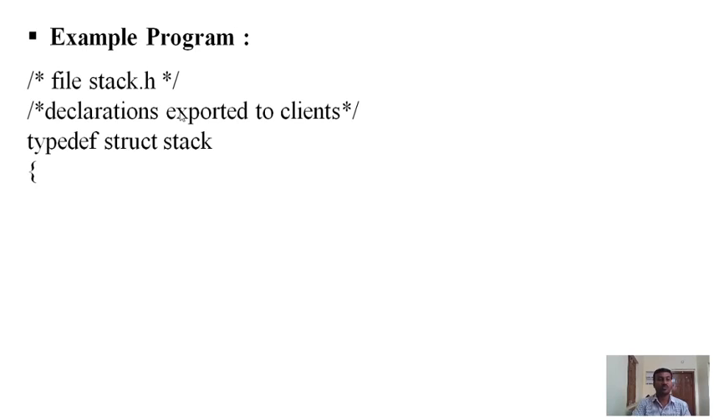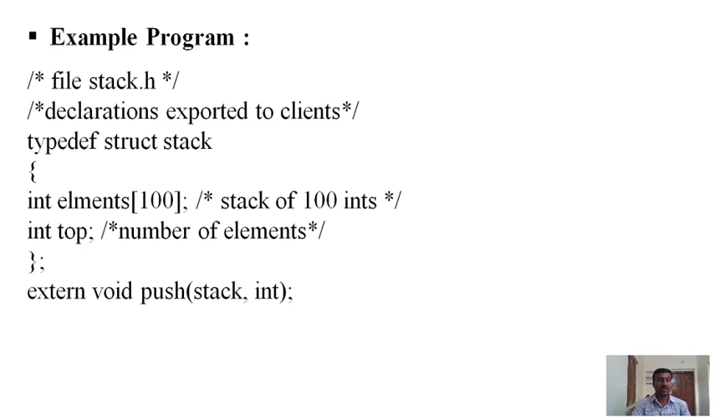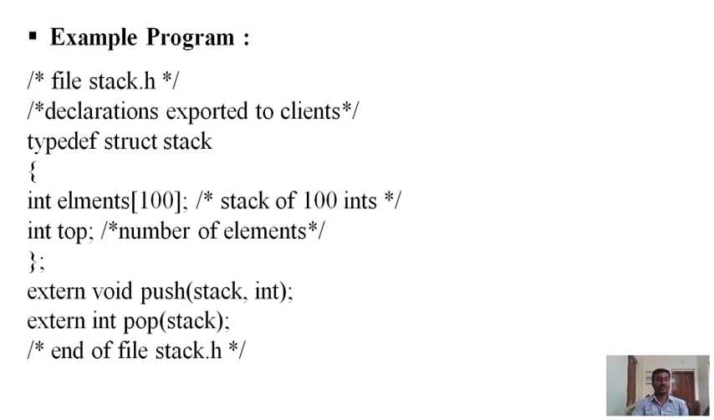In that structure we declare some variables: an array element of integer data type, and top, an integer. Then the structure is closed. For that we declare the objects. So the void push function and the top function are declared, and that is the end of stack.h. This is one unit, or one module, of the program.